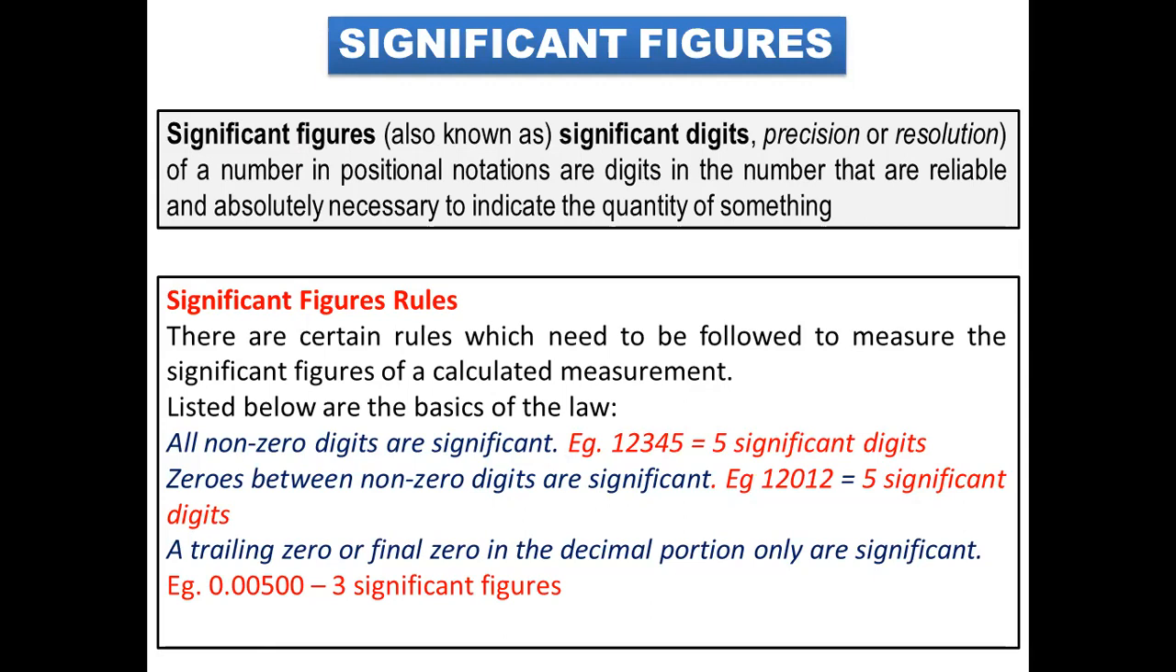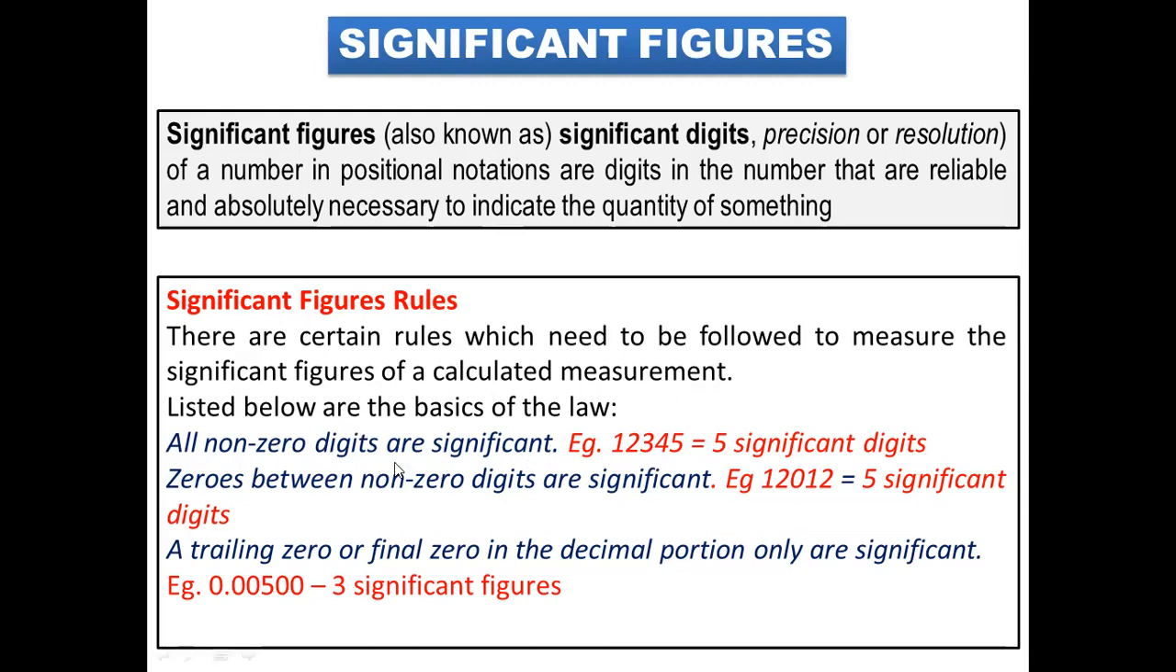So actually, in every figure there are some significant figures, and there are some important points to be considered before assigning the significant digits or significant figures. So here are some rules to assign the significant figures. There are certain rules which need to be followed to determine the significant figures of a calculated measurement. For example, what is the first important point while assigning the significant digits or figures? The first point is that all non-zero digits are significant.